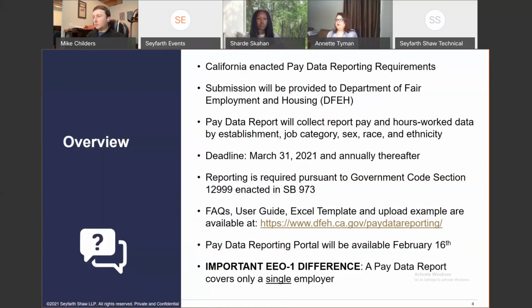So what is it that we're here to talk about? The State of California enacted a pay data reporting requirement that is going to be submitted to the Department of Fair Employment and Housing. It's essentially going to collect pay and hours by establishment, job category, sex, race, and ethnicity.